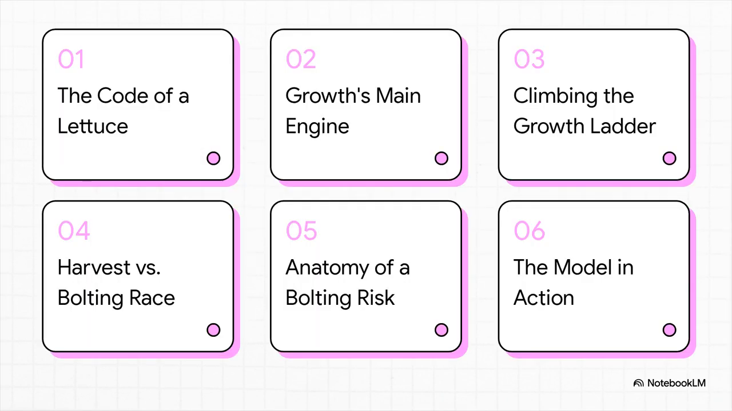We'll start with the absolute engine of all plant growth. Then, watch our digital lettuce climb the ladder from a tiny seedling all the way to maturity. And then, we'll get to the dramatic part, a race between a successful harvest and a process called bolting. Finally, we'll put it all together and see the model in action.